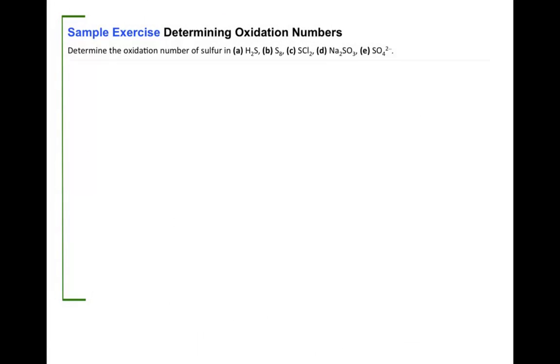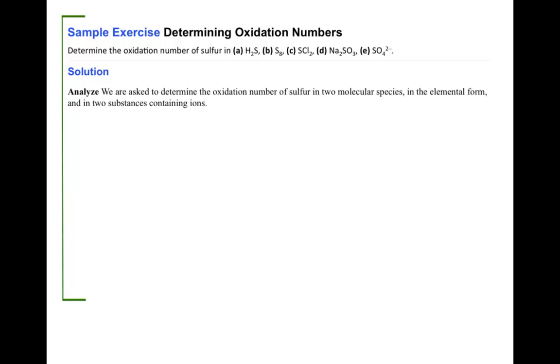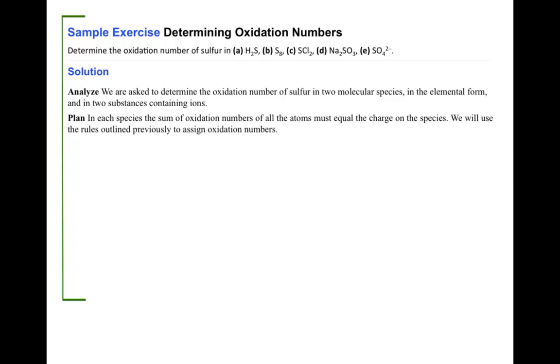In this exercise, we're going to determine the oxidation number of the sulfur in different compounds. We are asked to determine the oxidation number of sulfur in two molecular species, A and C, in the elemental form, that is B, and in two substances containing ions, D and E. In each species, the sum of the oxidation numbers of all the atoms must equal the charge on the species. Here, the total oxidation number is 0.